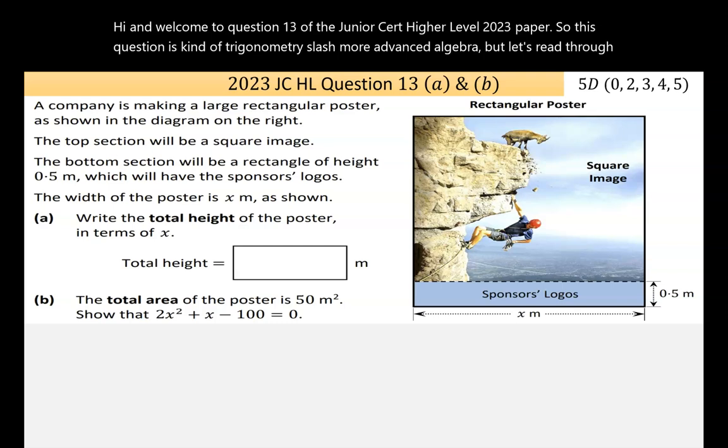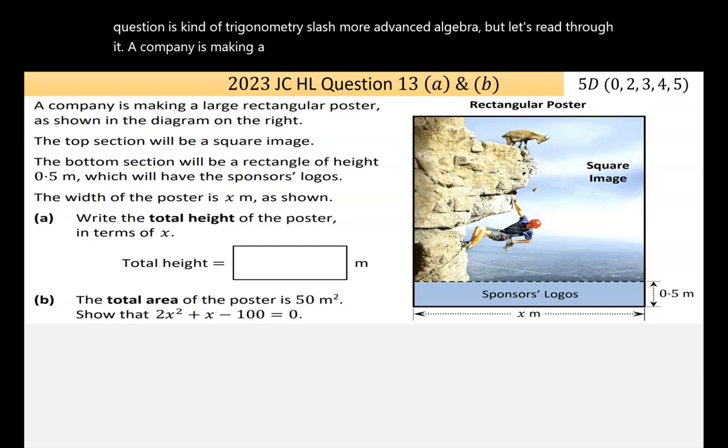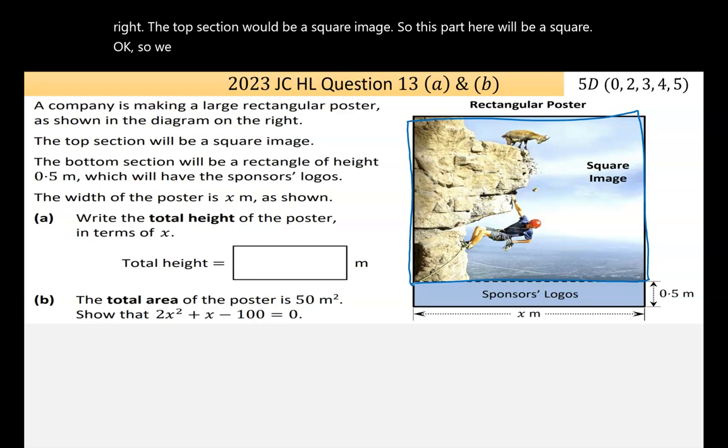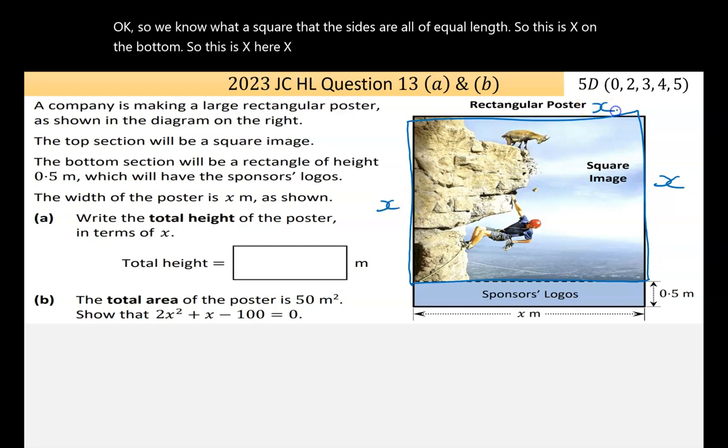A company is making a large rectangular poster. You can see the poster over to the right. The top section will be a square image. So this part here will be a square. Okay. So we know with a square that the sides are all of equal length. So this is x on the bottom. So this is x here, and x here. And no harm if you copy that, putting it on. Like that's probably the attempt right there.